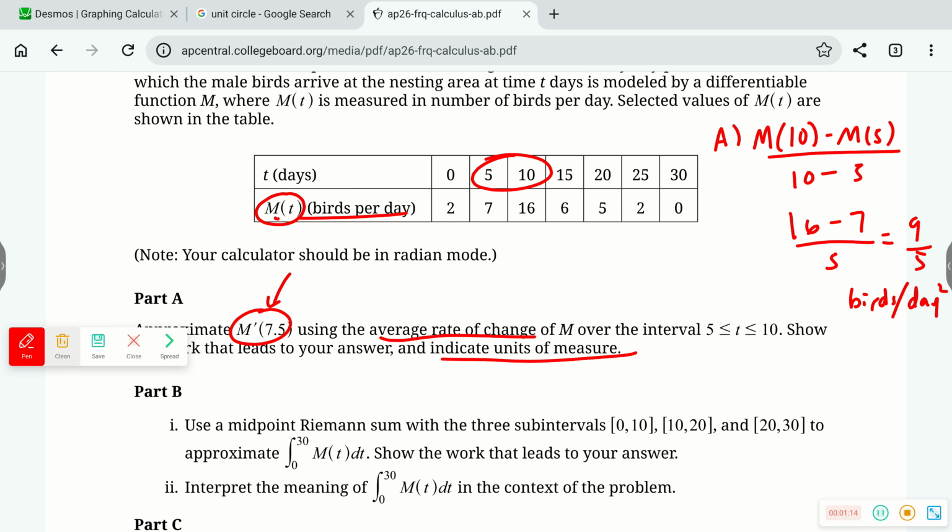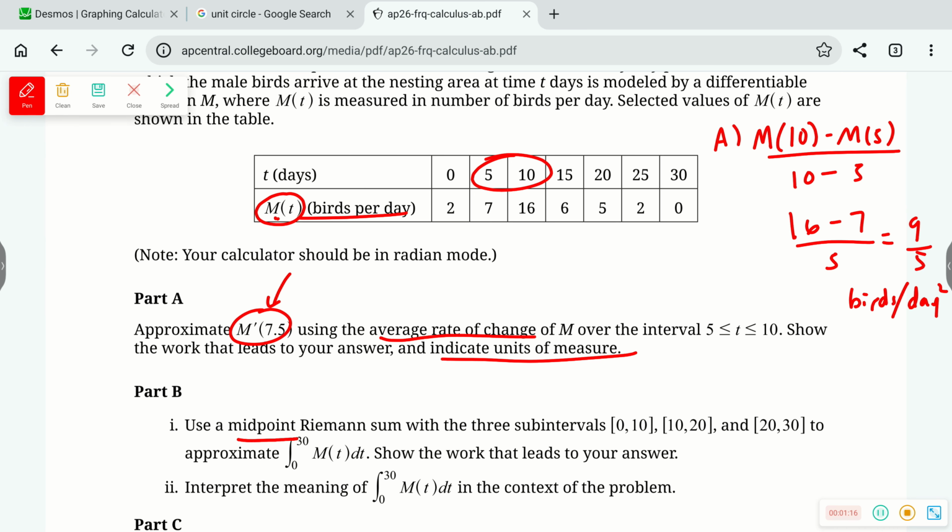Part B, use a midpoint. They haven't used midpoint here lately. They've used a lot of rights, sometimes left, sometimes trapezoidal, but we're going for midpoint. So that's a little different. From 0 to 10, that's the orange box. 10 to 20, purple box. 20 to 30, black box.